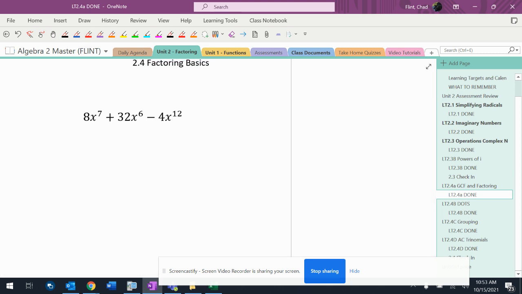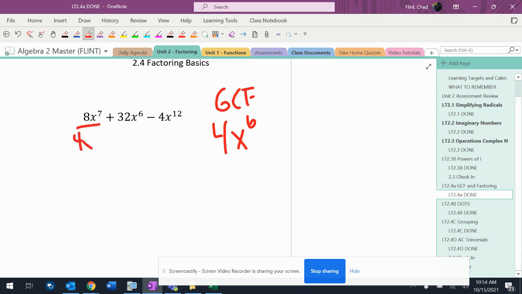Here, all right, my GCF. And again, you show what you need to show to get to the right answer here. The smallest exponent on the x is x to the 6th. That's going to be in my GCF. And then the biggest number that's going to divide into all of those is going to be a 4. So my GCF is going to be 4x to the 6th.